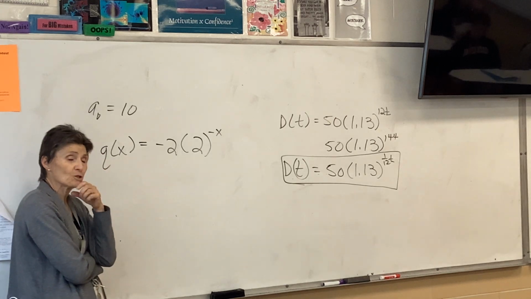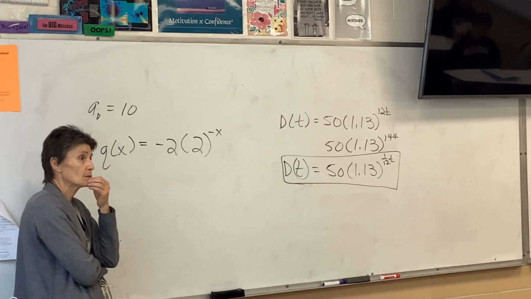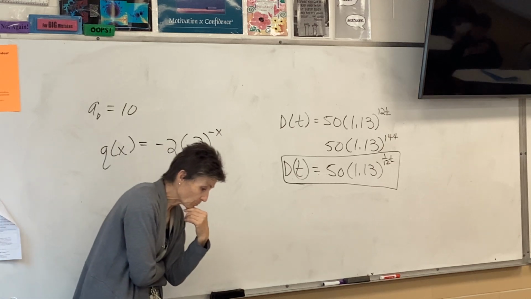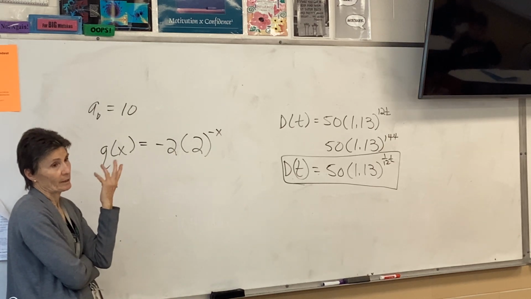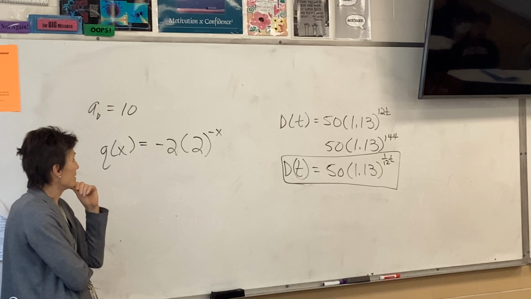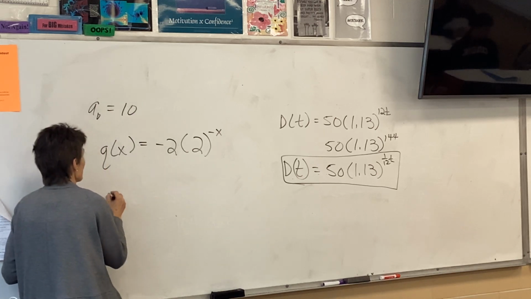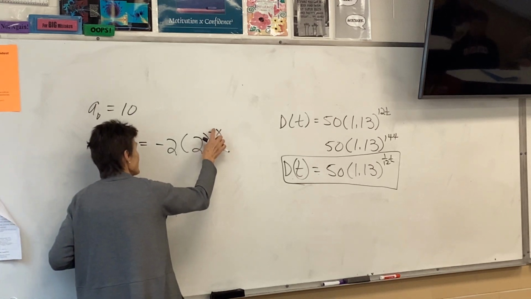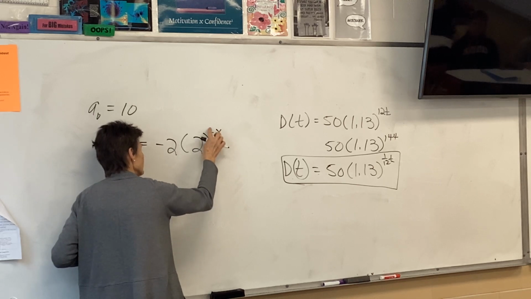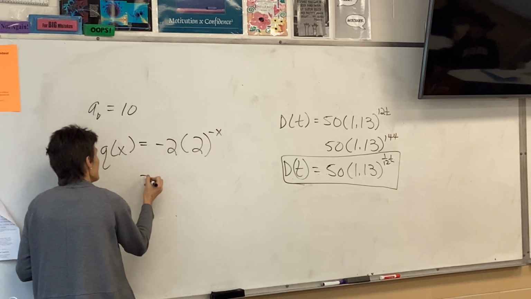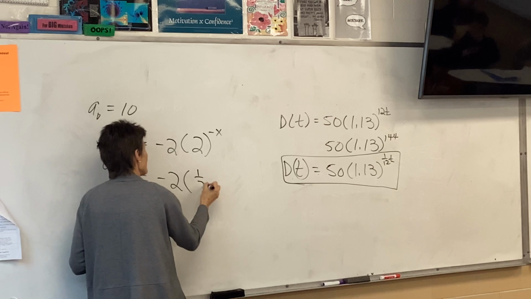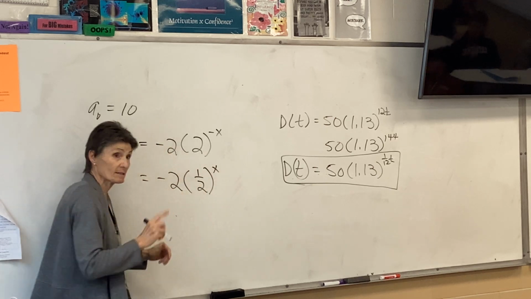Number 5 on the 2.3 homework. And all you had to figure out was, basically you had to know what it looked like so that you could answer the question. So let's talk about this for a second. First of all, what does this negative exponent do? Flips that. So this is going to be negative 2, 1/2 to the x.